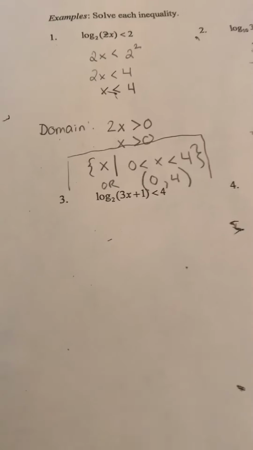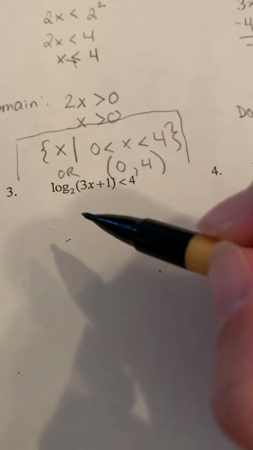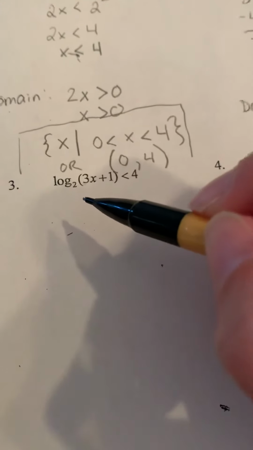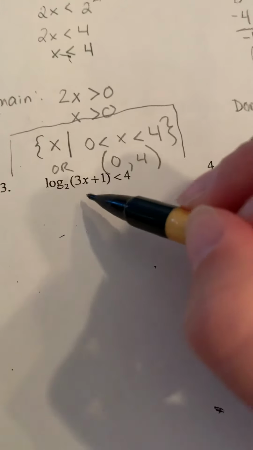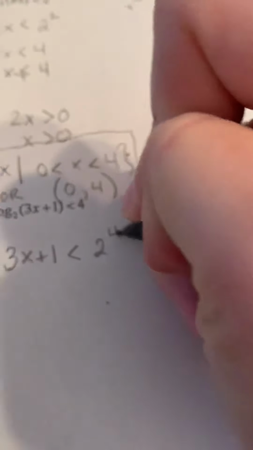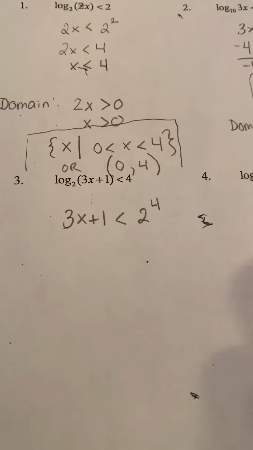Let's go down to example 3. This time around, we have a single logarithm, so we need to convert to exponential form. Remember, keep my variable on the correct side. So we will have 3x plus 1 is less than 2 to the 4th. Okay, so converted to exponential form.